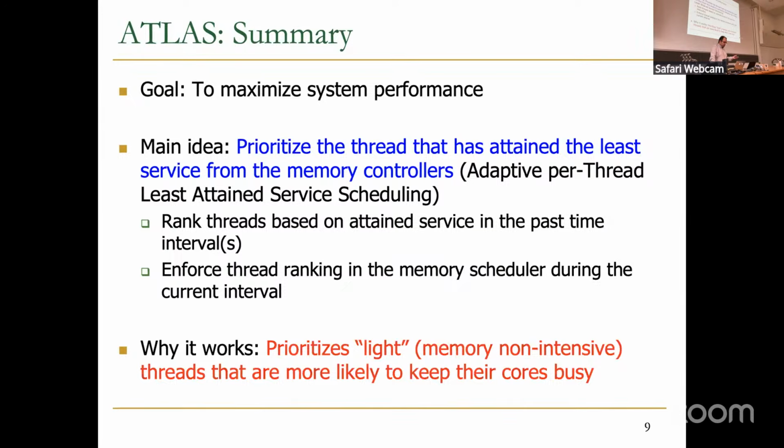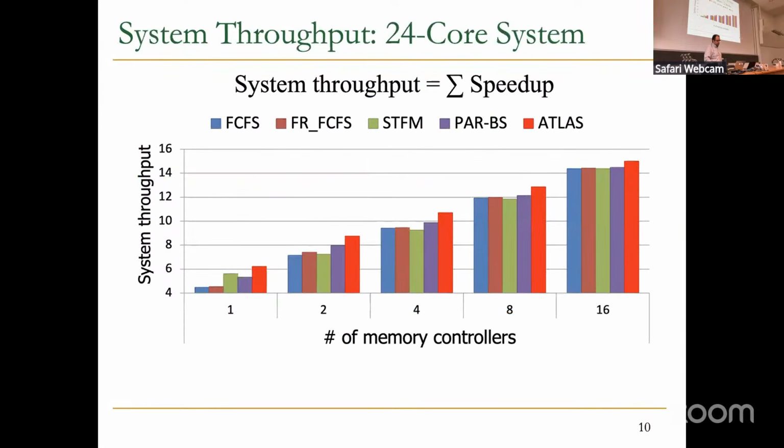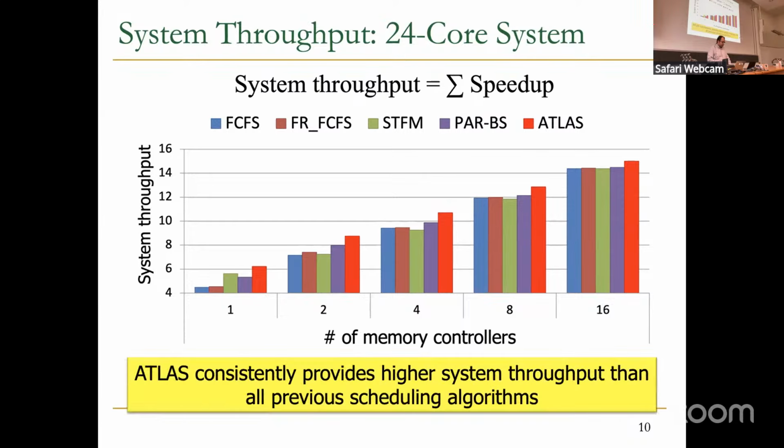It works for performance for sure, because it prioritizes light or memory non-intensive threads. They are more likely to keep their core busy. So that's the key insight into why this work provides better performance. So we compare this work, Atlas, with prior work in terms of system throughput, and we show that Atlas consistently provides higher system throughput than all previous scheduling algorithms.